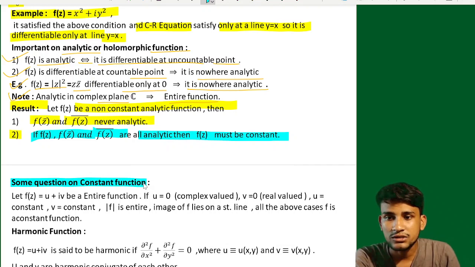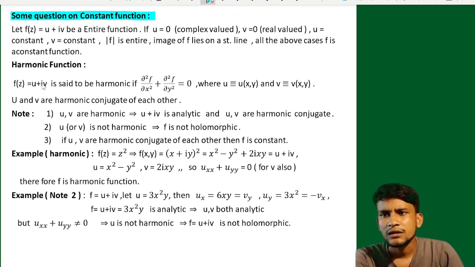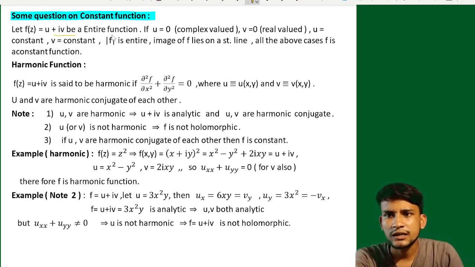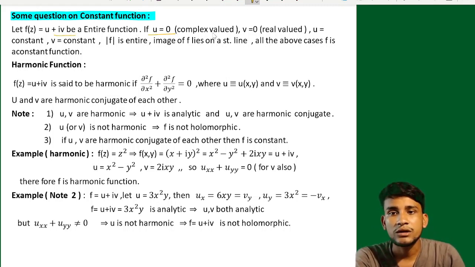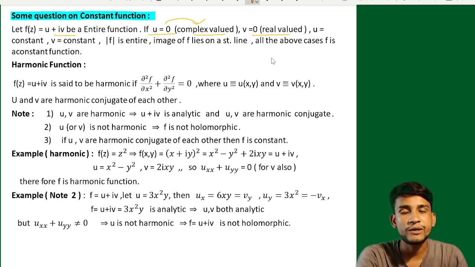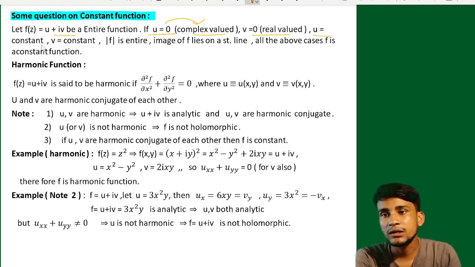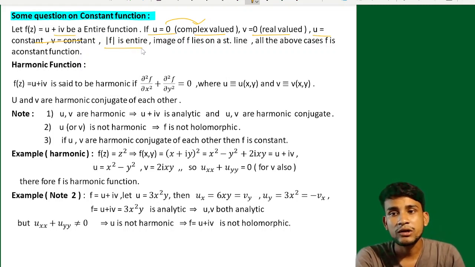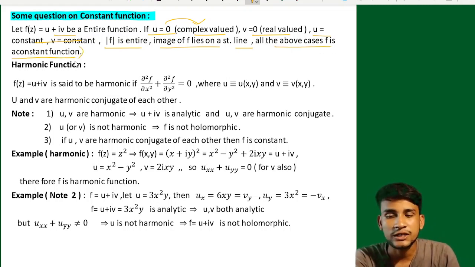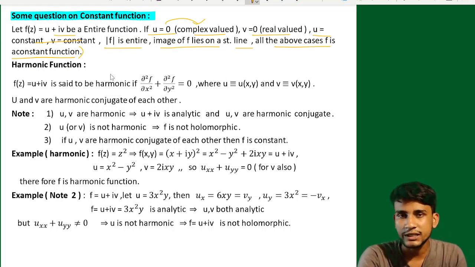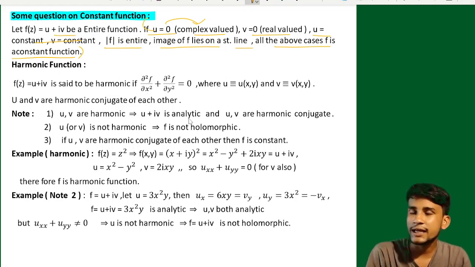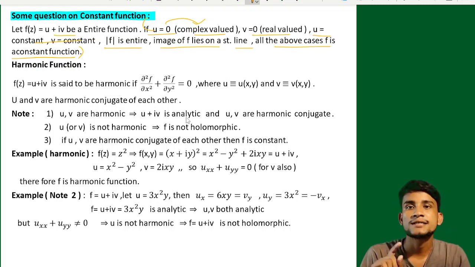So some important questions on constant functions. Let f(z) = u + iv be an entire function. If u = 0, meaning only the v part is present, or v = 0, meaning only the real part is present, then u = constant and v = constant. And if |f| is constant, or the image of f lies on a straight line, in all the above cases f must be a constant function. Therefore, to check the options regarding whether f is constant in any question, you must check these above conditions. If you see any of these conditions present in the question, then you can directly say that the function f must be constant.